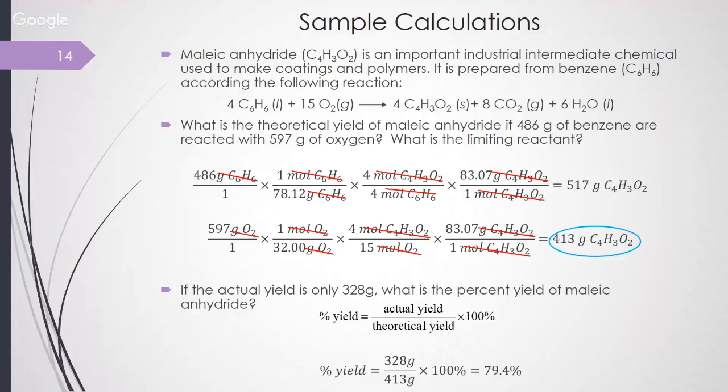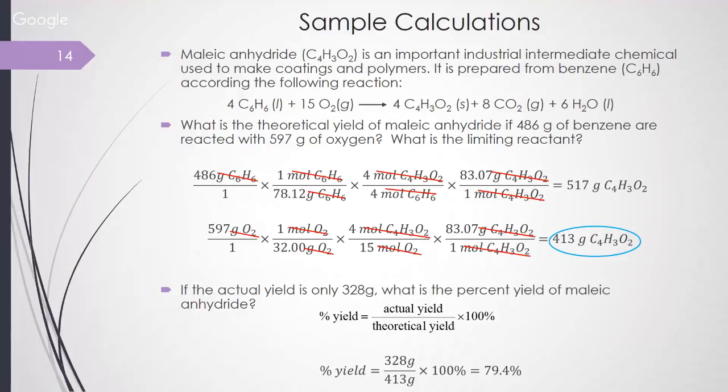Maleic anhydride, C4H3O2, is an important industrial intermediate chemical used to make coatings and polymers. It is prepared from benzene, C6H6, according to the following reaction. So 4 moles of benzene will react with 15 moles of oxygen to produce 4 moles of maleic anhydride, 8 moles of carbon dioxide, and 6 moles of water. What is the theoretical yield of maleic anhydride if 486 grams of benzene are reacted with 597 grams of oxygen? What is the limiting reactant?